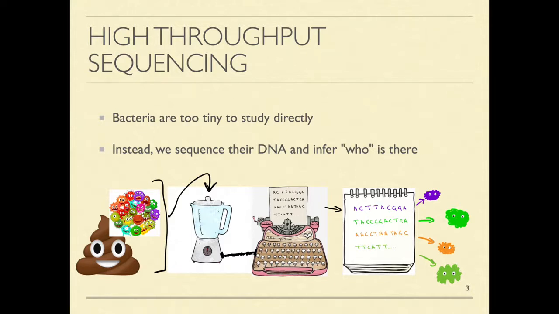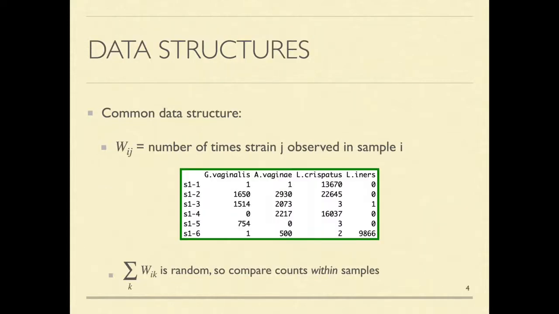And so then what we can do is count them up. And so at the end of a very sophisticated wet lab pipeline, and at the end of a very sophisticated bioinformatics or post-processing pipeline, we end up with essentially a count table. So I'm going to use W_ij to refer to the number of times that we observed in sample i, strain or microbe or bacterial strain j. And so, for example, in sample 1-1, we observed Lactobacillus crispatus 13,670 times. And so what I'm going to be talking about is how we might model this data.